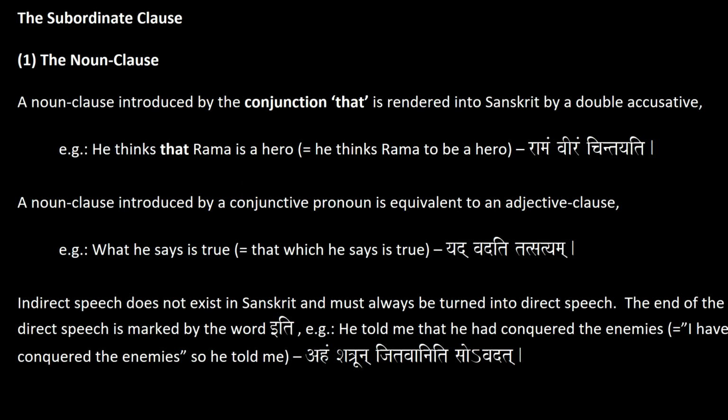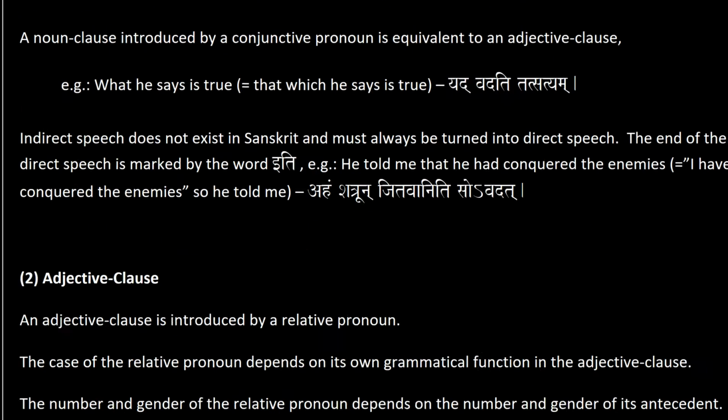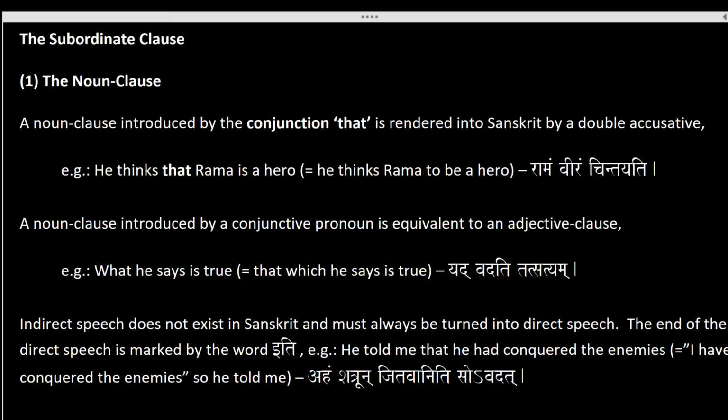And in this lesson, we are going to learn about something called the subordinate clause. There are two types of subordinate clauses in Sanskrit that we're going to learn about today: the noun clause and the adjective clause. The noun clause is introduced by the conjunction that, which is rendered into Sanskrit by a double accusative.